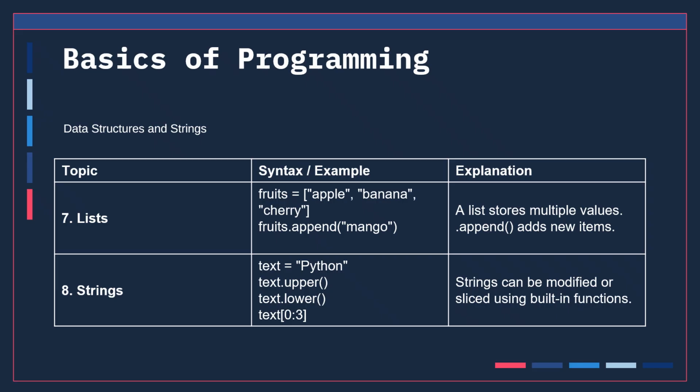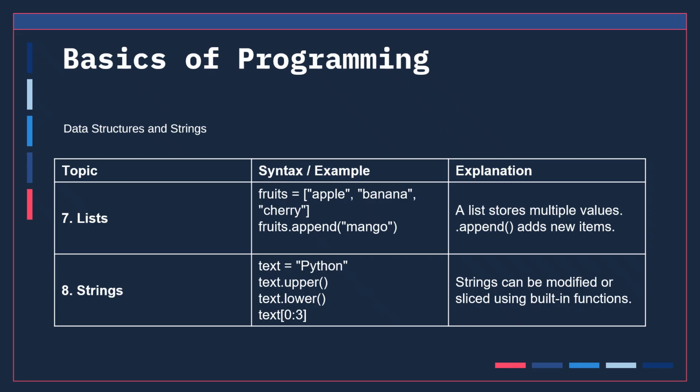And fruits.append means append. This append is very important because you're adding a value. You just use the variable name, that's fruits.append, add mango in this list. So append adds a new item.